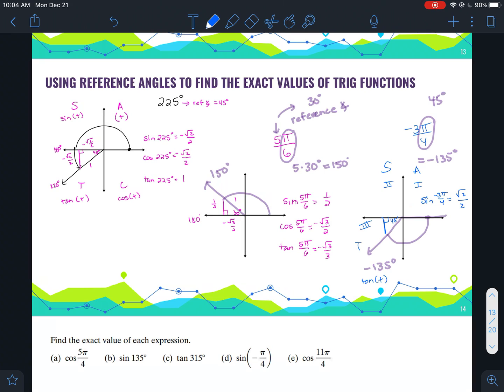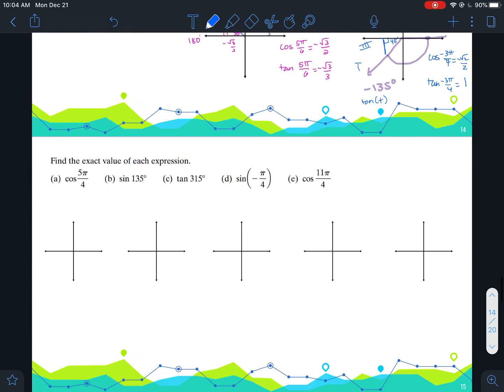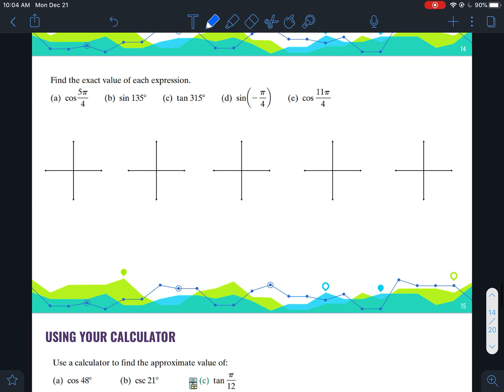So the sine at negative 3 pi over 4, the sine at 45 degrees is going to be negative root 2 over 2. And since only tangent's positive, it's going to be negative root 2 over 2. The cosine at negative 3 pi over 4 is also going to be negative root 2 over 2. And then the tangent of negative 3 pi over 4, well, the tangent at pi over 4 is 1, and I'm in the third quadrant where tangent's positive, so it'll also be 1.